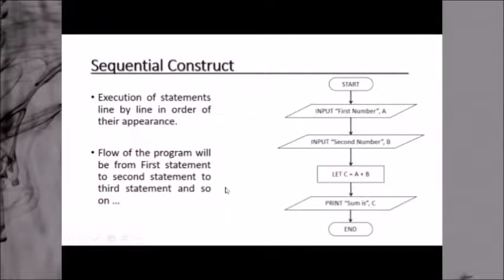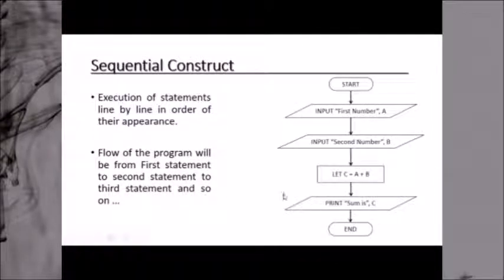Starting with the sequential construct: execution of statements line by line in order of their appearance. We are executing the statements one by one, the first statement, second statement, third statement, as they appear in the program. We are not jumping from statement 1 to statement 3 and so on. The flow of a program will be from the first statement to the second to the third and so on.